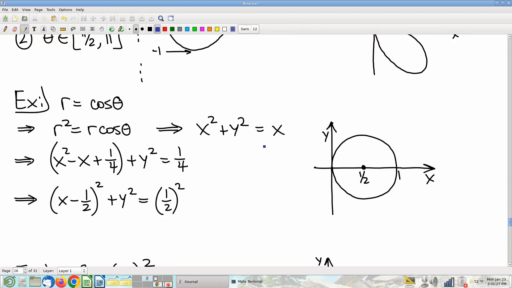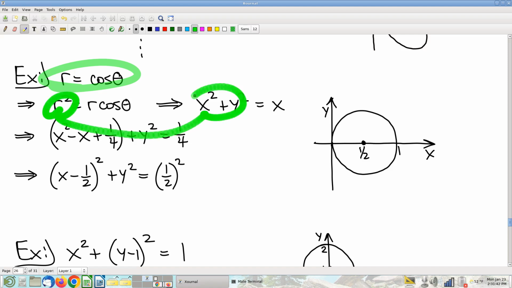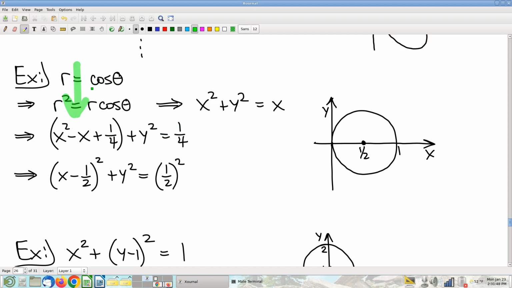Okay, couple of algebraically convenient examples. This one's really nice. R equals cosine theta. This reminds us of that first example we saw at the top of the page where we had an R, and we like R squared because we know stuff about R squared. So there's this temptation to square both sides of the equation, just like we did previously. The problem is that cosine squared is nothing convenient in rectangular coordinates.